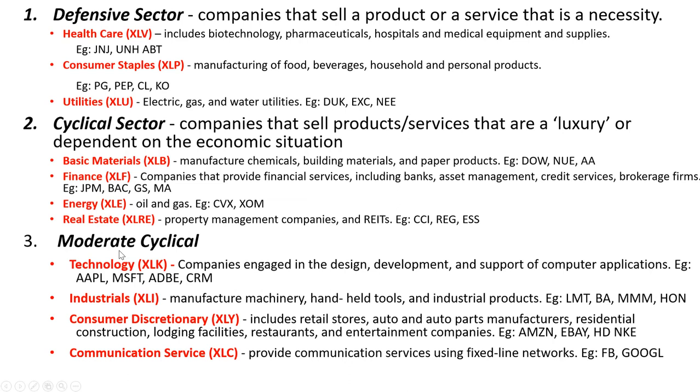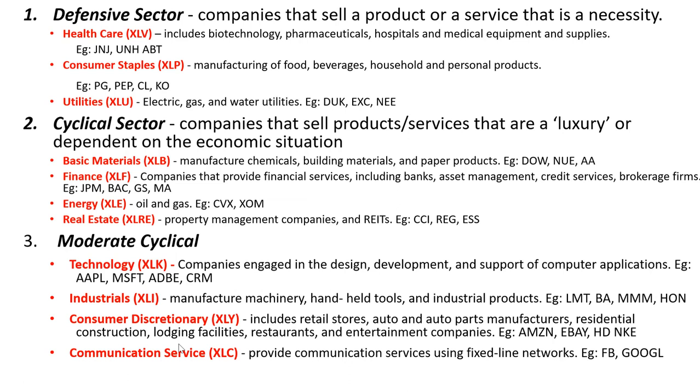Moderate cyclical means that they are not that cyclical and also not that defensive. They are in between. So what is that? It is technology. Some people might wonder how technology can be neither cyclical nor defensive. Because even in bad times, companies still have to use software, like Apple. People still have to use Apple computers. Microsoft, no matter good or bad times, people still use Microsoft. Adobe software also, CRM software also. So technology is considered moderate cyclical. Industrial also, consumer discretionary also. The communication services sector is also considered moderate cyclical.